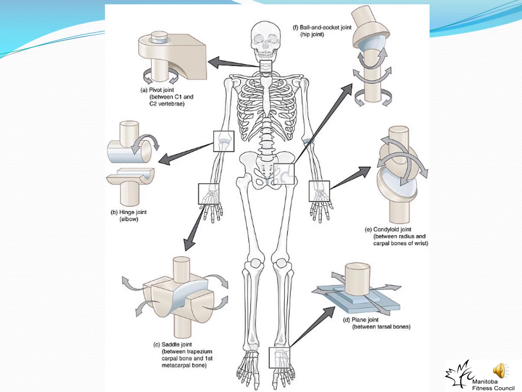And then the last one is a plane joint. They are mentioning here that it's between your tarsal bones. Those are your ankle joints. But you'll also find them between your carpal bones, which is your wrist joint. So be comfortable with the types and where to find them.